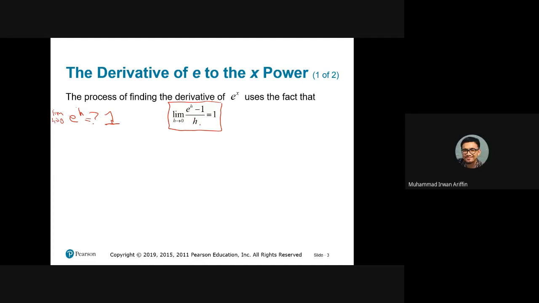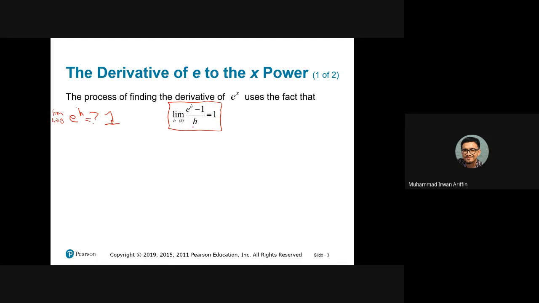This will also be a very small number. So a very small number divided by a very small number will approach 1. So the numerator will also approach 0, because this approaches 1. So a number that approaches 1 minus 1 will approach 0, as well as the denominator h, which will also approach 0. A small number divided by a small number will give us 1. It will approach 1, the limit.